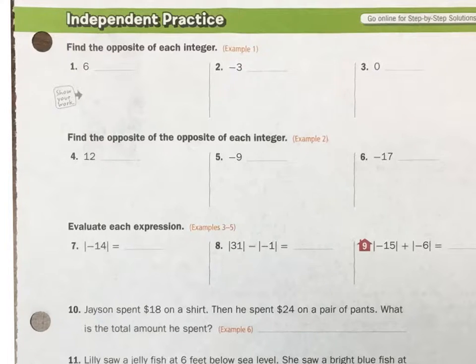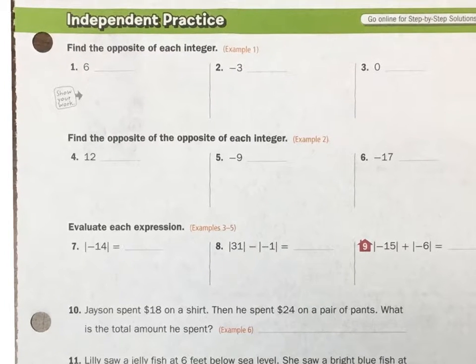Number 1, it says to find the opposite of each integer. So the opposite of 6 is negative 6. The opposite of negative 3 would be 3. The opposite of 0 is 0. I'm going to go kind of quick on these. If you have any questions, come see me and we'll talk it more out.